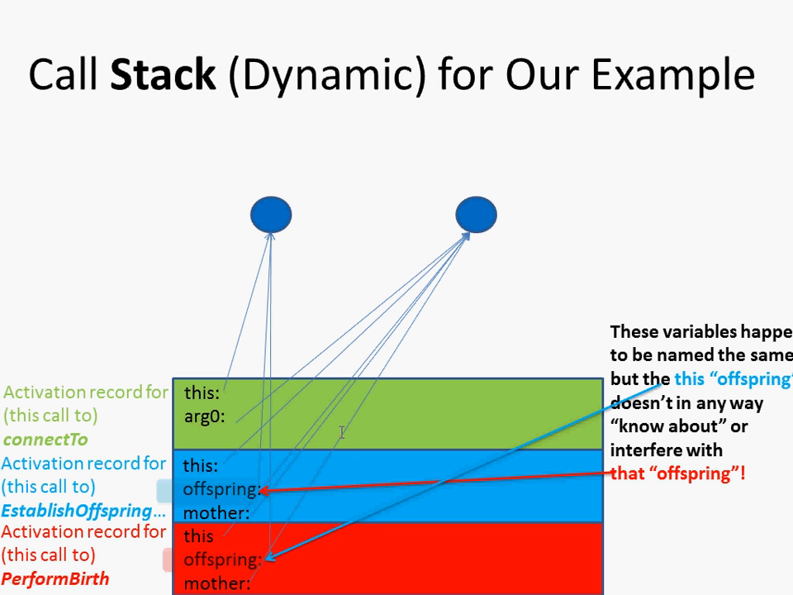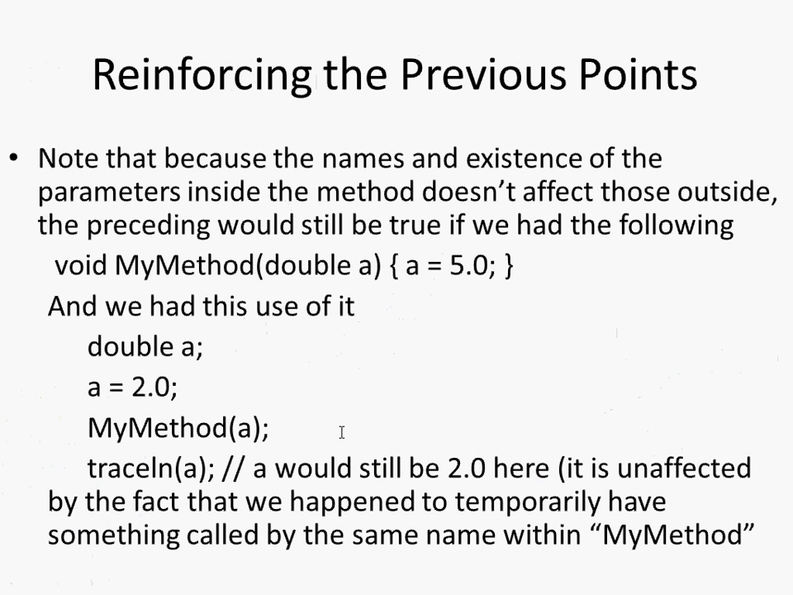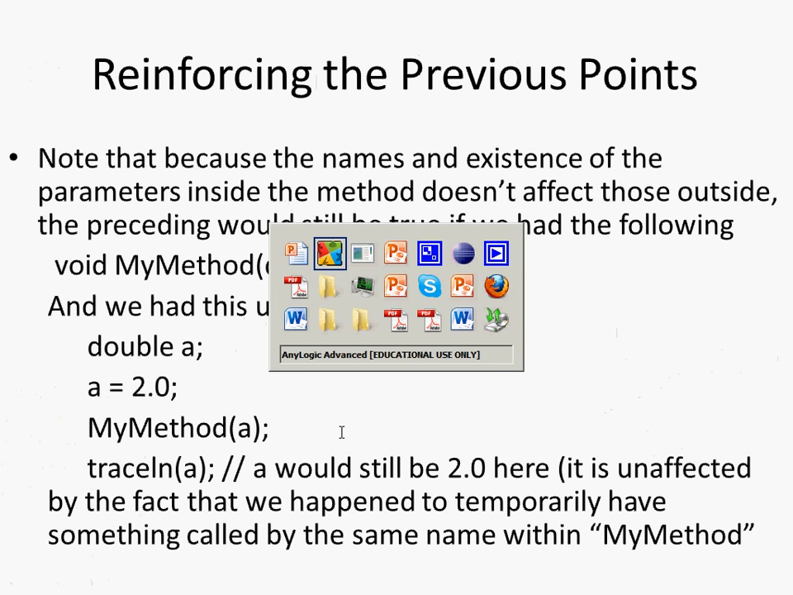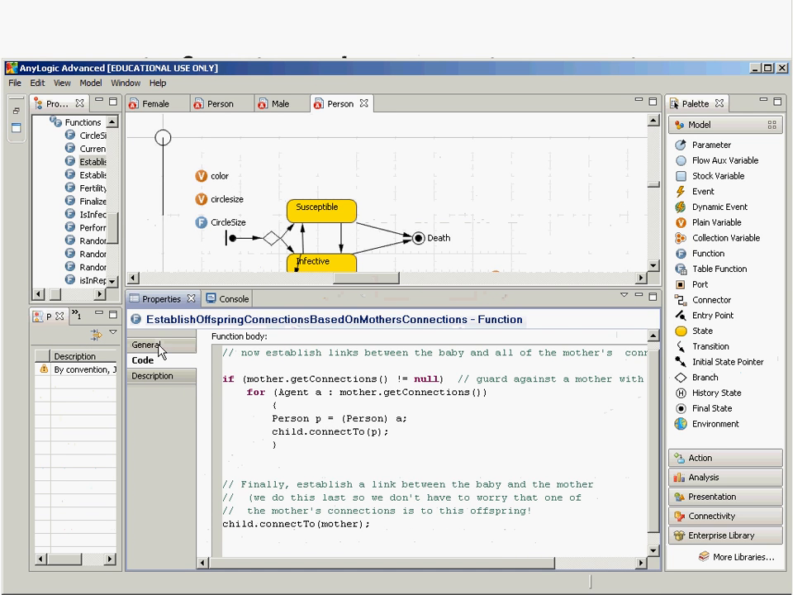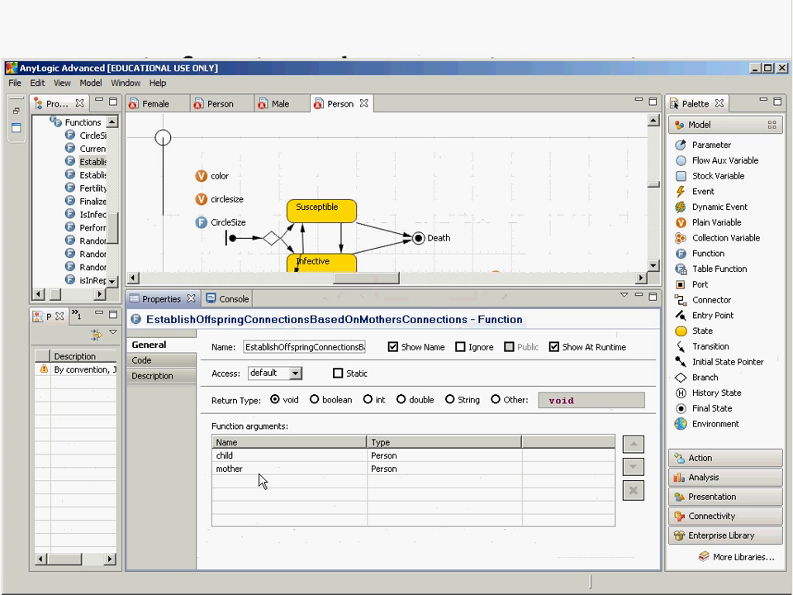Let's reinforce the previous points. So again, if we had a method, and this is how in Java we declare these things. You saw in AnyLogic, folks, that the way in which we declare formal parameters is here. The way in which we declare arguments is here. In Java, if we want to declare our own method, this is how you do it. You say double A, my method, these are the parameters here, and then this is the body, this is the code. So if I had something which accepts a value, and I call it A, a variable A, and then I assign A to 5, and I'm going to call this thing with a value of 2, that doesn't change in any way this A.